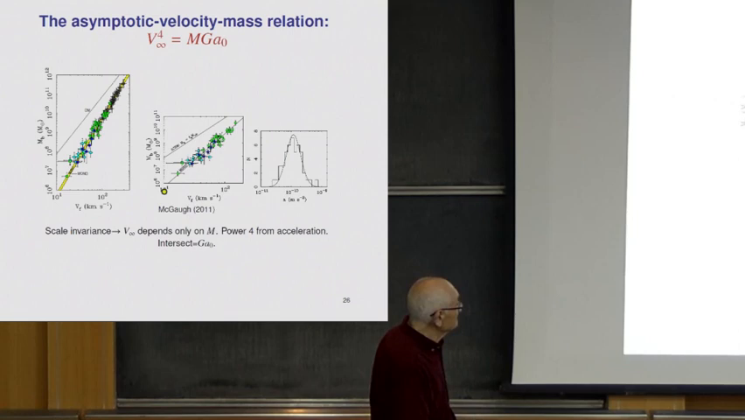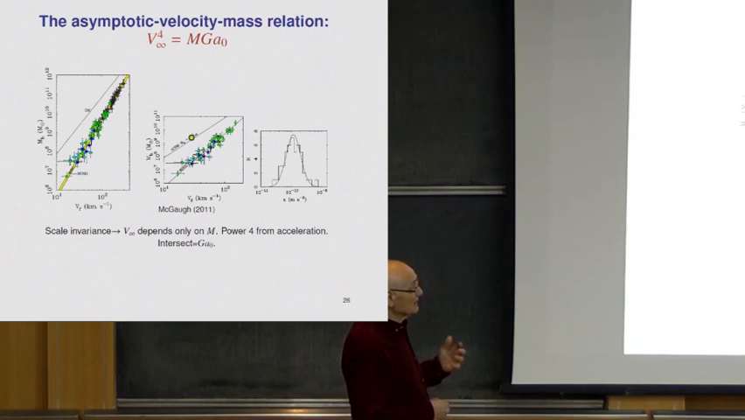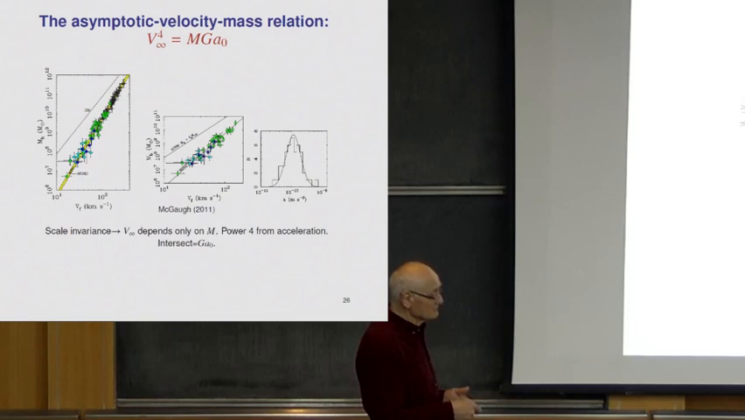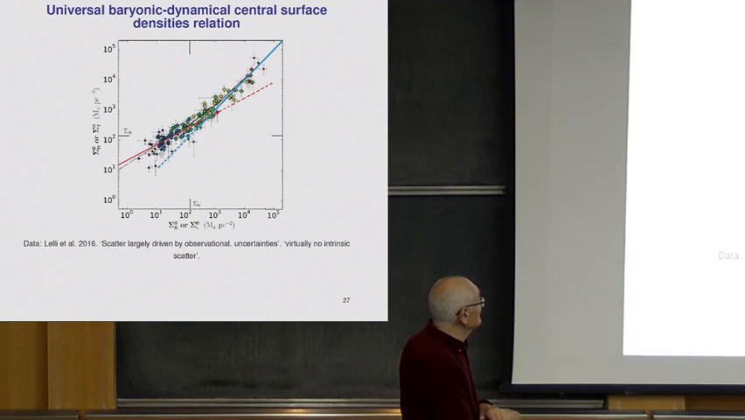This is a plot of the scatter to show that the scatter that you see in the data is consistent with it all being due to measurement scatter, so it's consistent with zero intrinsic scatter. This is another law that is predicted.